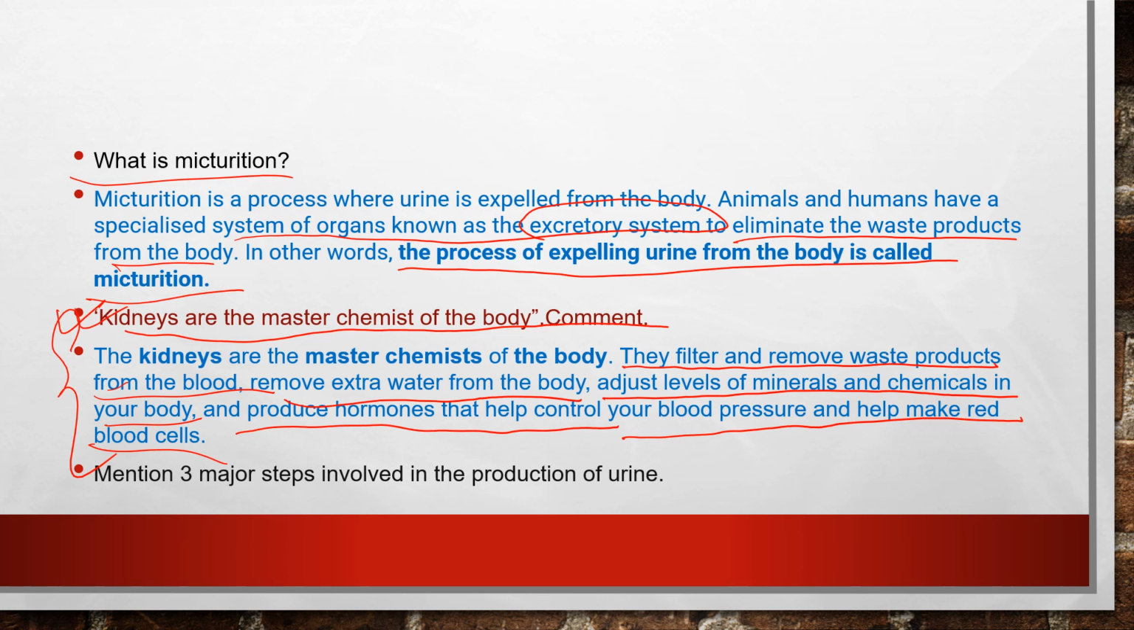So now the next question is, mention three major steps involved in the production of urine. This you all know, all the textbooks are having this, so no need to discuss this.